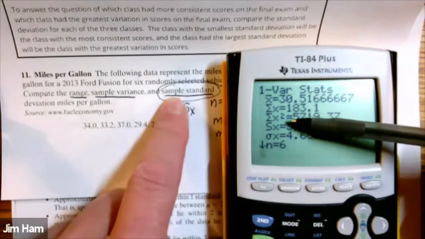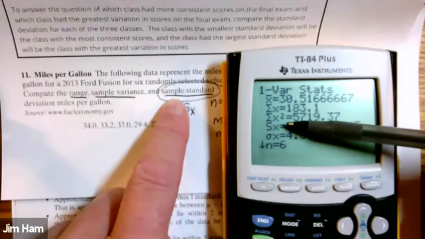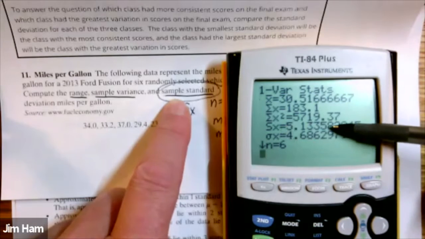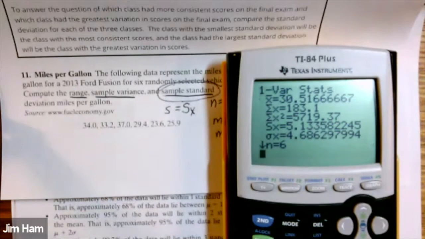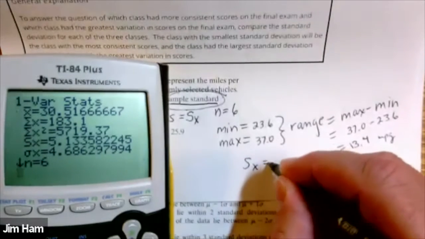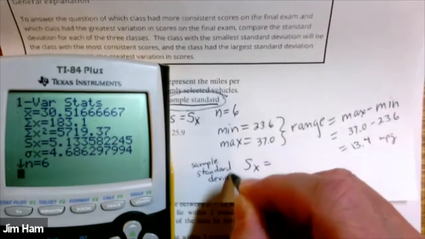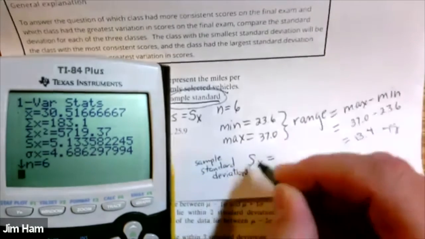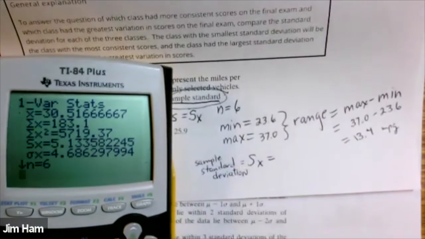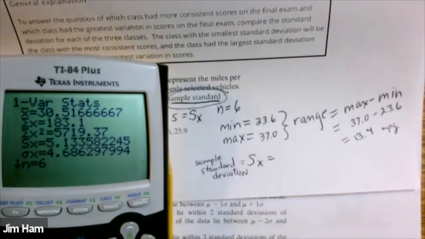So when it says find the sample standard deviation, that's the Sx, and there it is. It gives it to you to up to what, 9 or 10 decimal places of accuracy, but generally when we report it out, we'll report maybe 3 decimal places. Sx is equal to, and this is the sample standard deviation. If your book refers to just standard deviation, it's talking about this one.